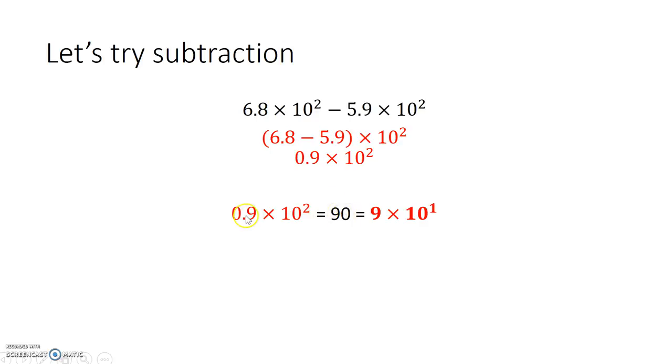Or you could think that you need to move from 0.9, you need to move the decimal one spot to the right, which would be like multiplying by a 10. So then to keep the number the same, you actually have to subtract 1 from the exponent, because since you were multiplying by 10 on the 0.9, then you need to divide by a 10 somewhere else to keep the number equivalent. So then to divide by 10, it would be like subtracting 1 from the exponent. So you'd get 9 times 10 to the first. So that works either way. So then your final answer is going to be the 9 times 10 to the first.